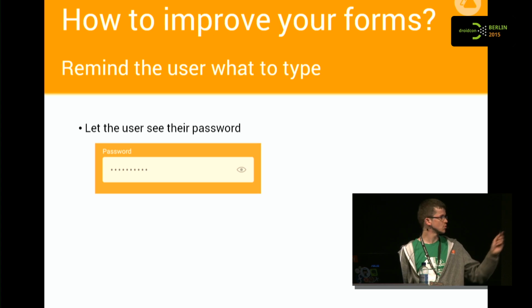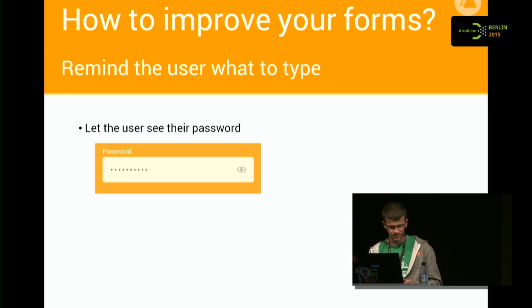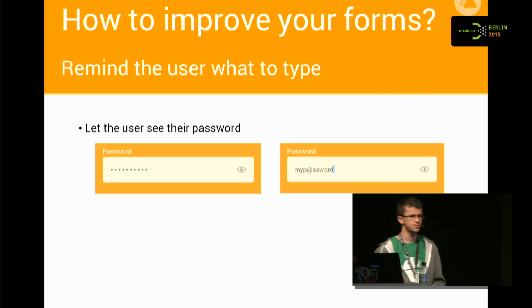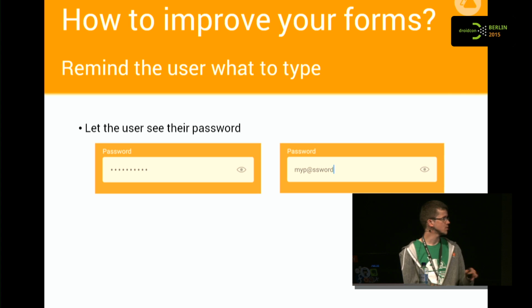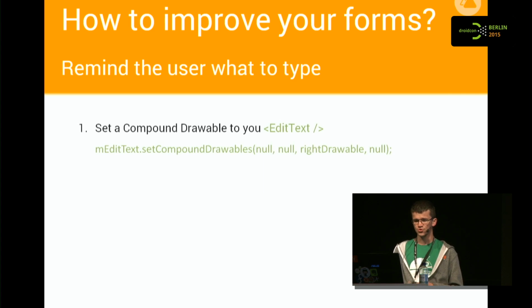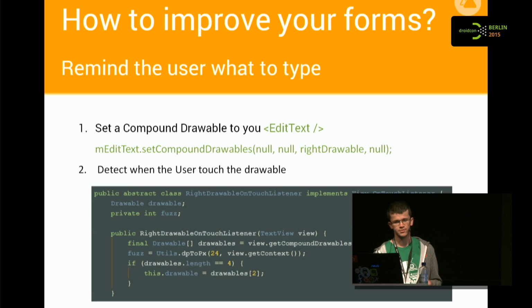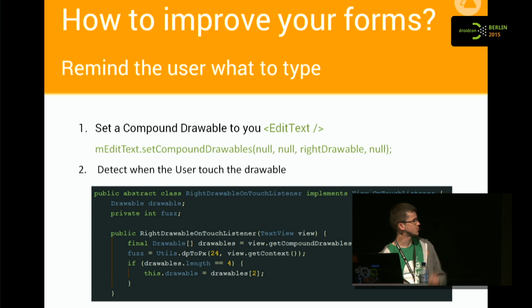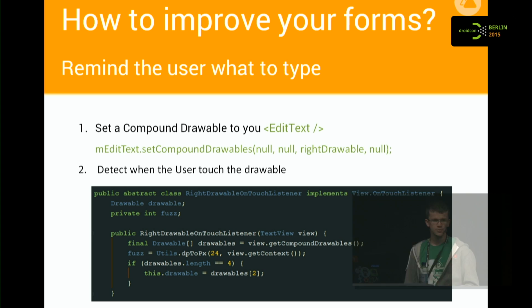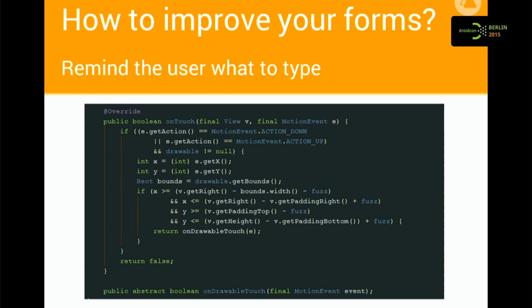Or you just add a small drawable on the right side of your edit text, and when the user presses the icon, you reveal it. It's quite easy to do. You just need to set a compound drawable on the right side of your edit text, and then you subclass the touch listener. You keep a small reference of your drawable that you're going to use in the onTouch method.